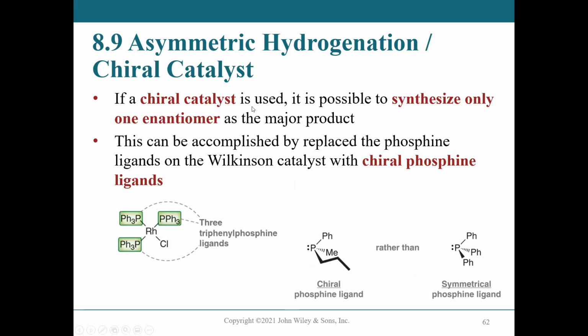So if a chiral catalyst is used, it is possible to synthesize only one enantiomer as a major product. So this can be accomplished by replacing the phosphine ligands on the Wilkinson catalyst with chiral phosphine ligands. So we have three triphenylphosphine ligands here. We have the chiral phosphine ligand rather than the symmetrical phosphine ligand. So here they're saying this is symmetrical, and we can change that up with the methyl group and some other R groups.